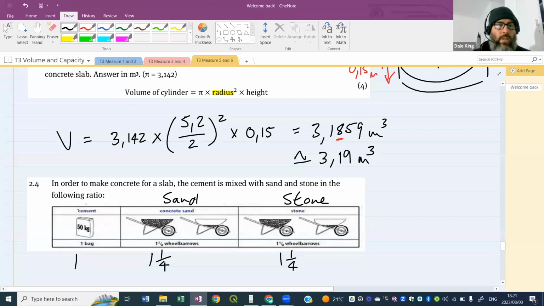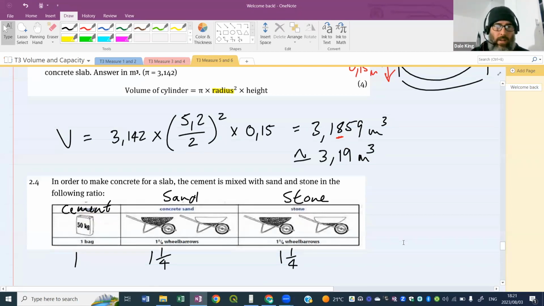On the left, we've got cement. So with one bag of cement, you need 1 1/4 wheelbarrows of sand, and you also need 1 1/4 wheelbarrows of stone to make the concrete. You mix it together, it makes concrete, and then you pour the concrete. All right, we know that. Let's see why they're telling us this now.